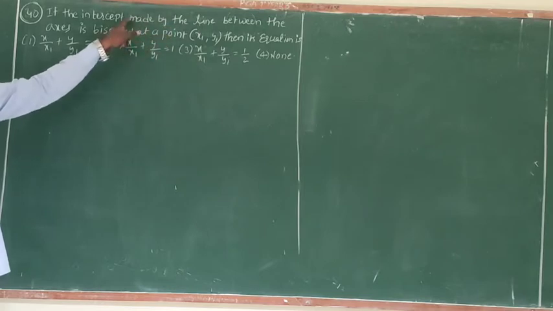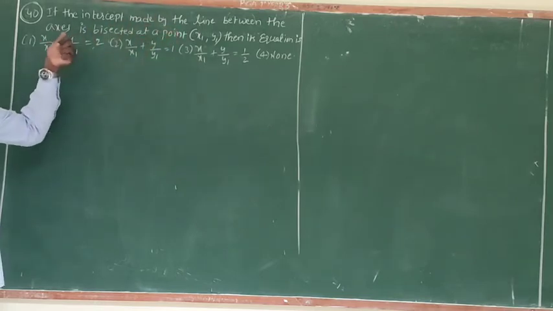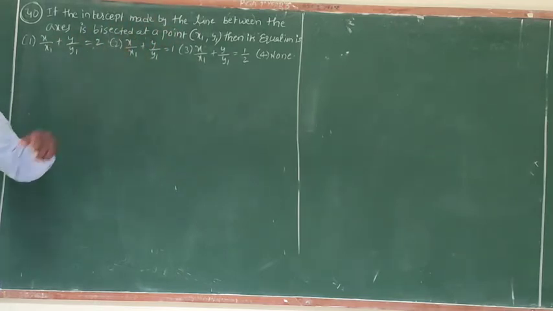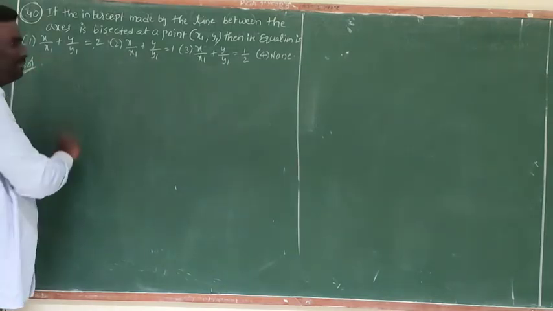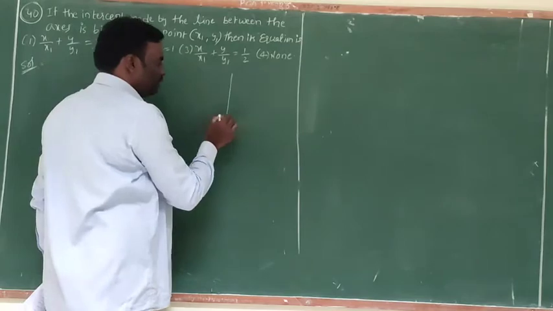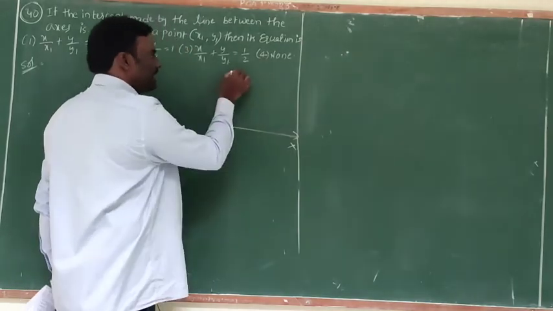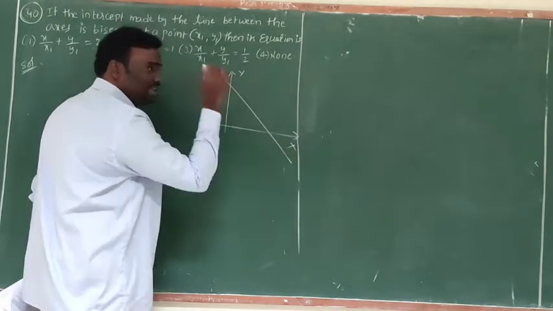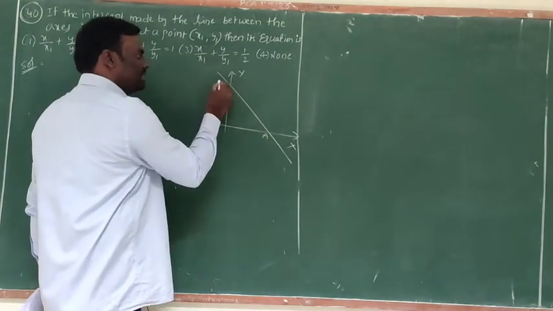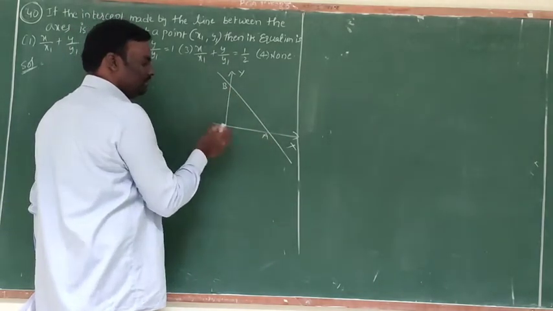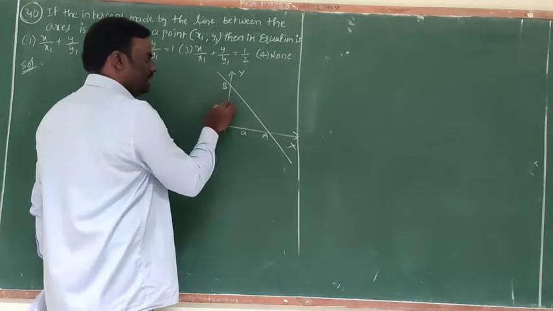See, in this we need to find the equation of line such that the intercept made by the line between the axes is bisected at a point x1 comma y1. So, I will draw a simple diagram. These are the coordinate axes, x axis and y axis. It is a straight line, it cuts x axis at A, y axis at B, and this is origin. Now, this is A and this is B.